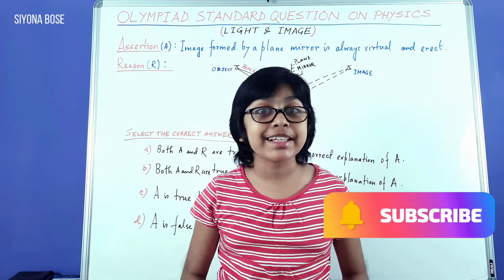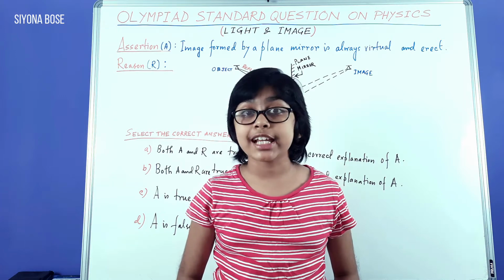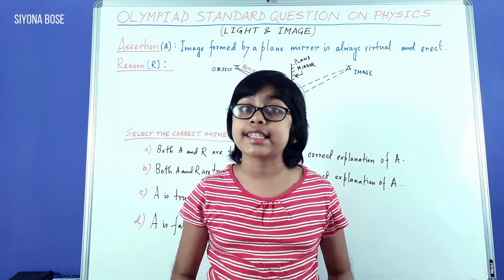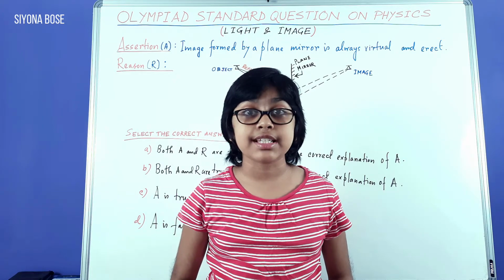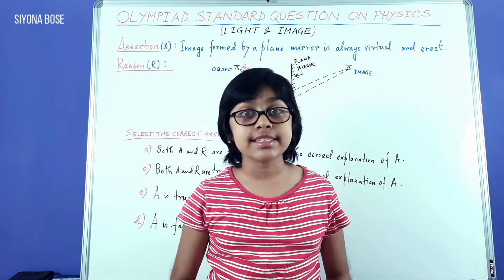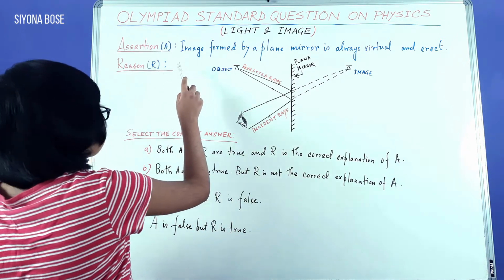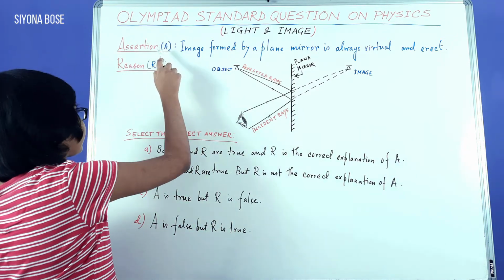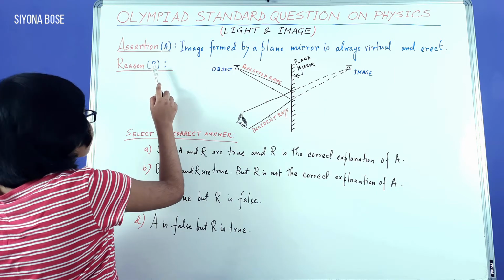In an assertion reasoning type question, there will be two statements. One statement is the assertion, a declaring sentence, and the second statement is an explanation of the declaration, that is the reason. So here there are two statements: the assertion, which we have denoted here as A, and the reason, which we are denoting as R.